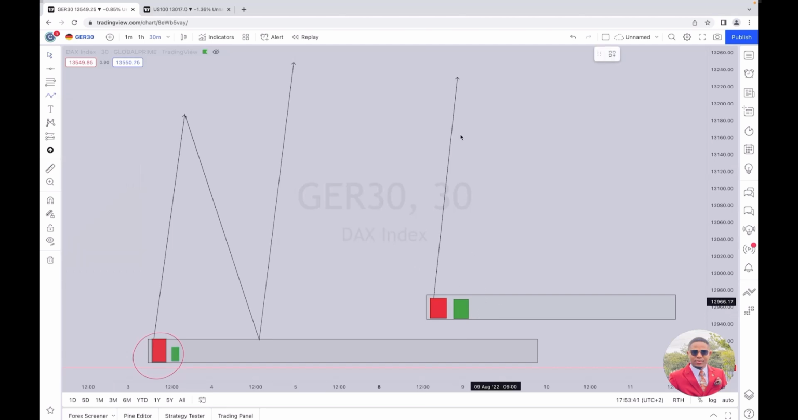To reach this order block. Sometimes it's going to come here. When it comes here like this, it's going to turn. Then price is going to go up.